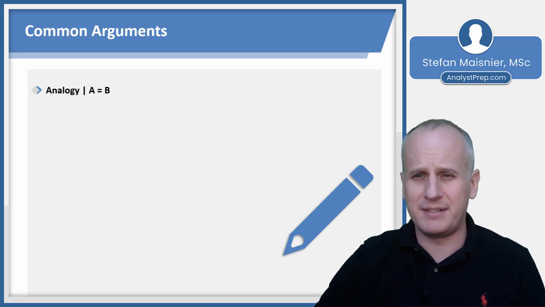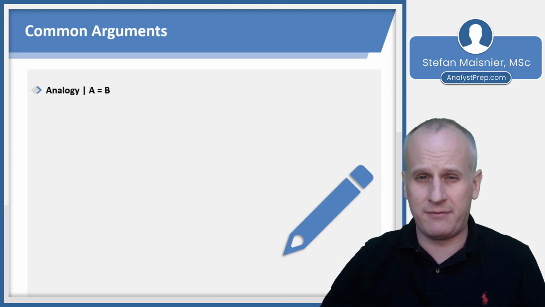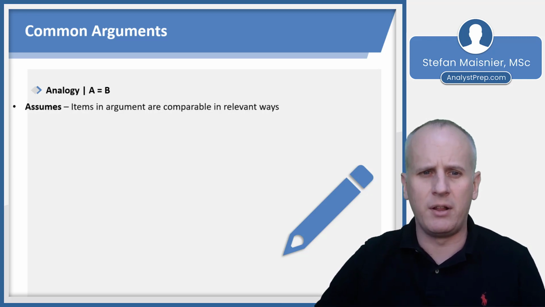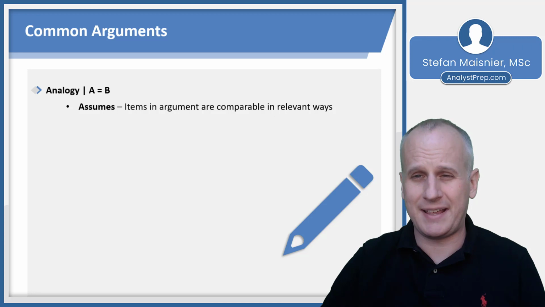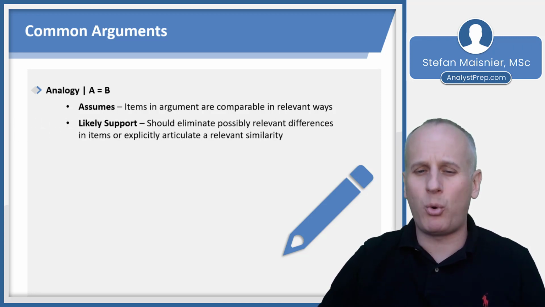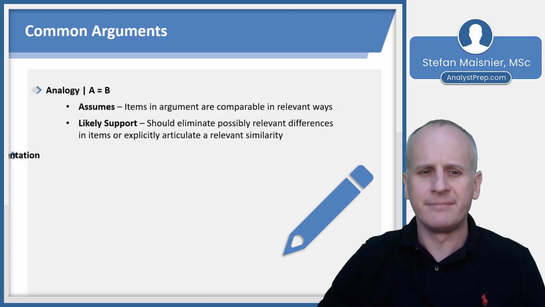An analogy basically is saying because something happened in one scenario, in a very similar scenario, it's going to happen as well. So any argument based on an analogy is assuming that the items that are presented in the argument, in the premise and the conclusion, are comparable in relevant ways. And your likely support for an analogy argument is going to eliminate possibly relevant differences between those items, or explicitly articulate that a relevant similarity is absolutely certain.